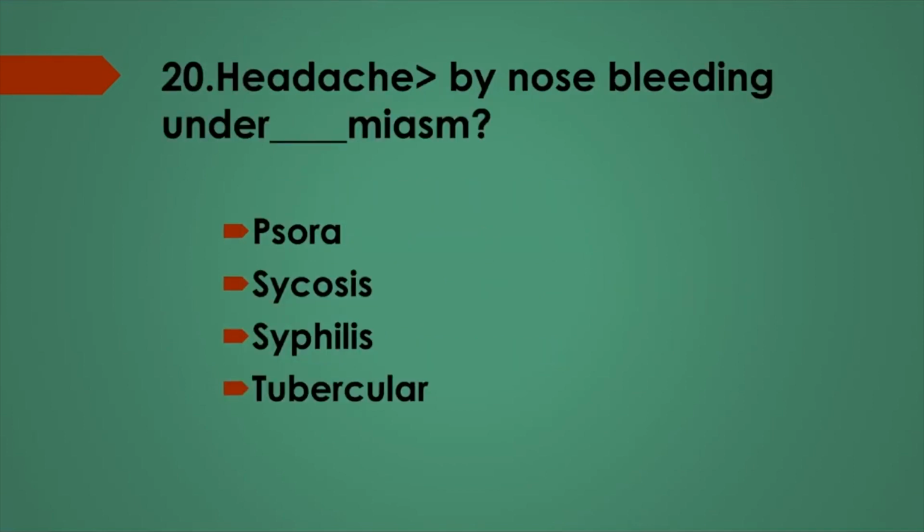Question number 20. Headache better by nose bleeding under which miasm? Option A, Psora, option B, Sycosis, option C, Syphilis, option D, Tubercular. Answer option D, Tubercular.